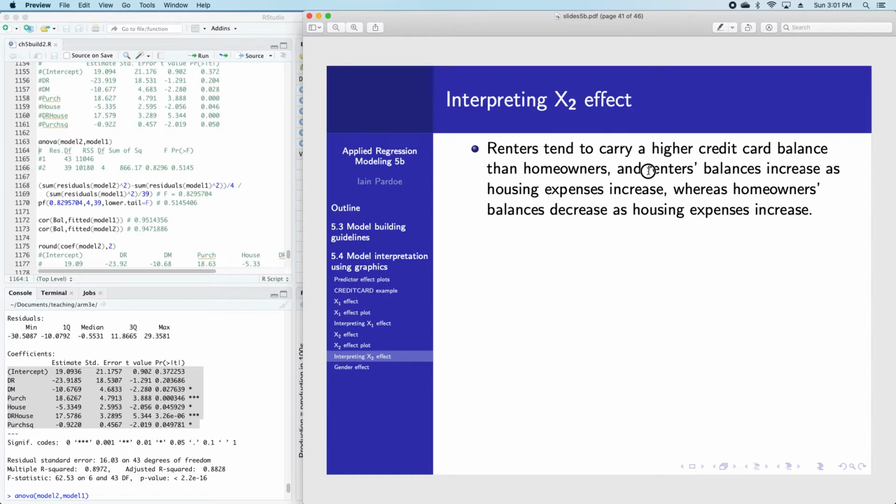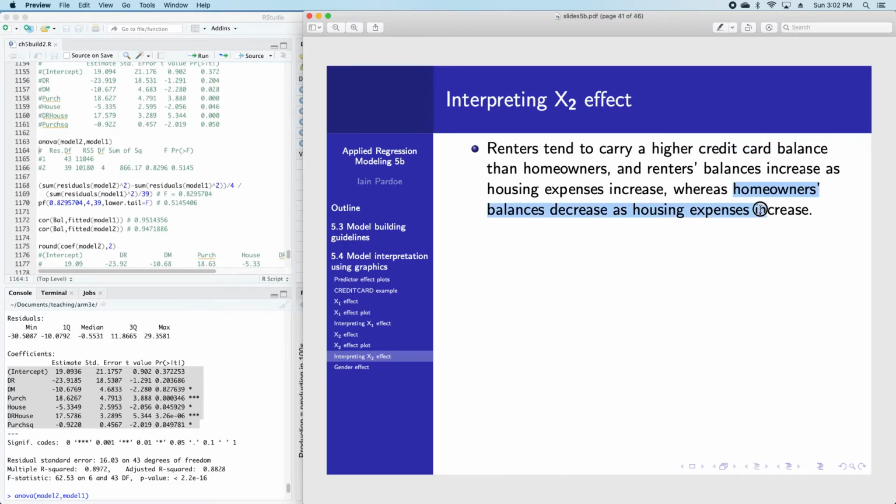Why is it that renters' balances increase as their housing expenses increase? Well, as their rent goes up, again, that means their credit is going down, perhaps, and they're just needing to carry a higher credit card balance because they don't have as much access to money because their rent's higher.